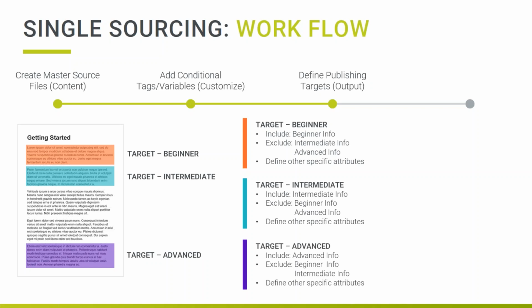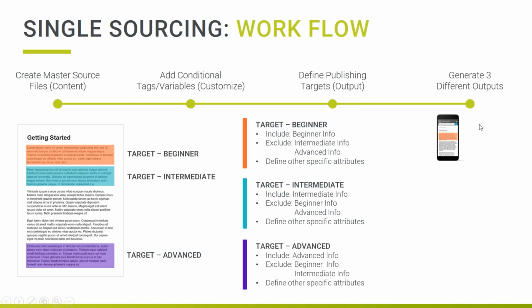Once this is set up, it's just publish on demand. The sales team calls down and says, hey, I need the document for the red audience running on a smartphone. Okay, I invoke that first target, and that's the content set that I get running on a smartphone.